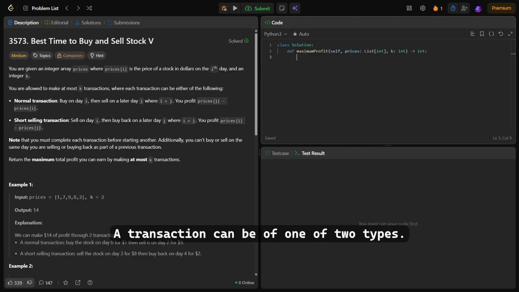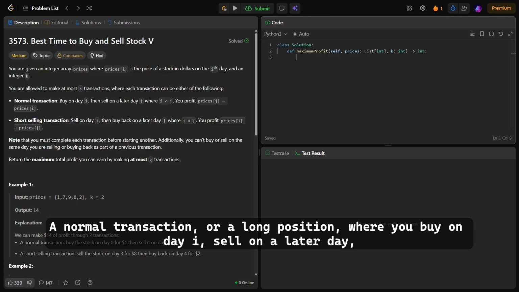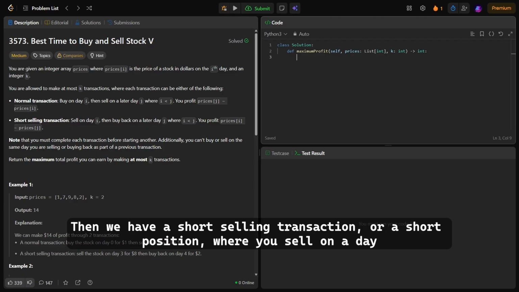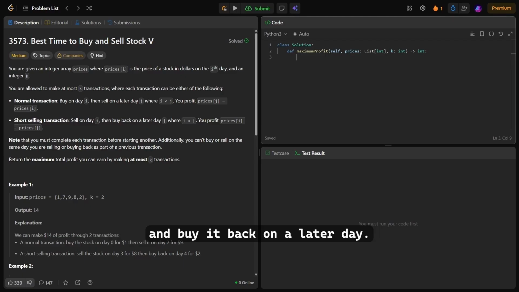A transaction can be one of two types. A normal transaction, or a long position, where you buy on day i and sell on a later day, and the profit is the price on the later day minus the price on the buy day. Then we have a short selling transaction, or a short position, where you sell on a day and buy it back on a later day.